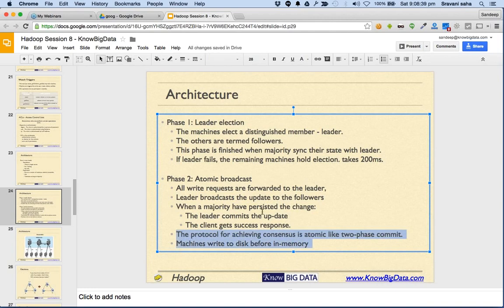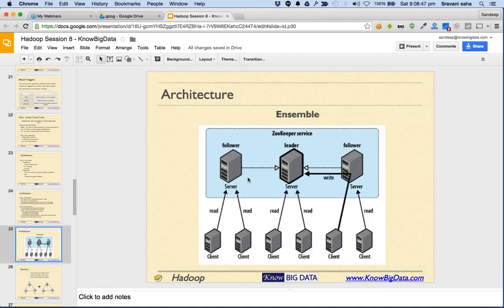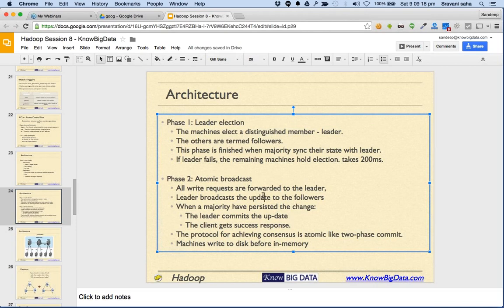I hope you are clear about what it means by all write requests being forwarded. The next diagram will show you this. So what's happening is there are so many clients connected to our ensemble. This is our ensemble. It has three machines. One is the leader and these two are followers. If a client is trying to read, then the read might happen from a follower. But if the client is trying to write, this follower will forward the request to the leader and tell the client to directly talk to the leader and not bother him.